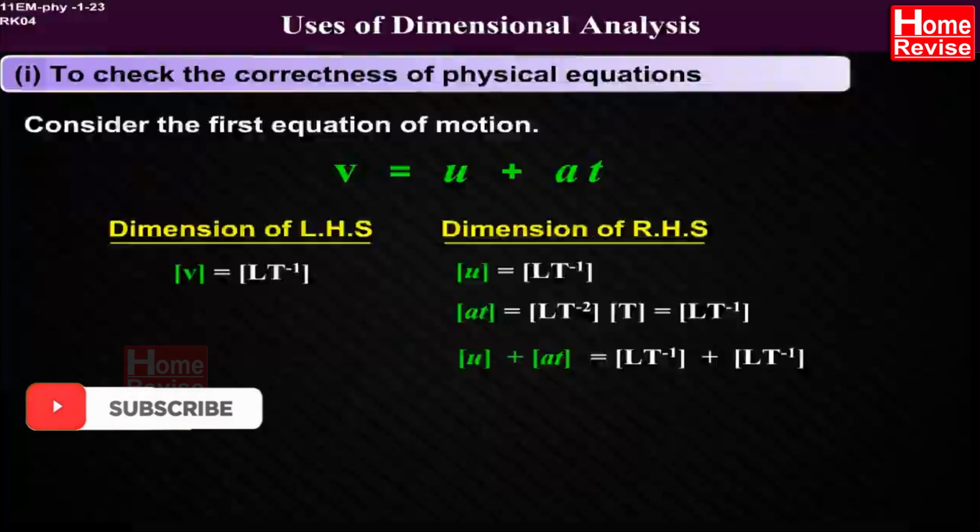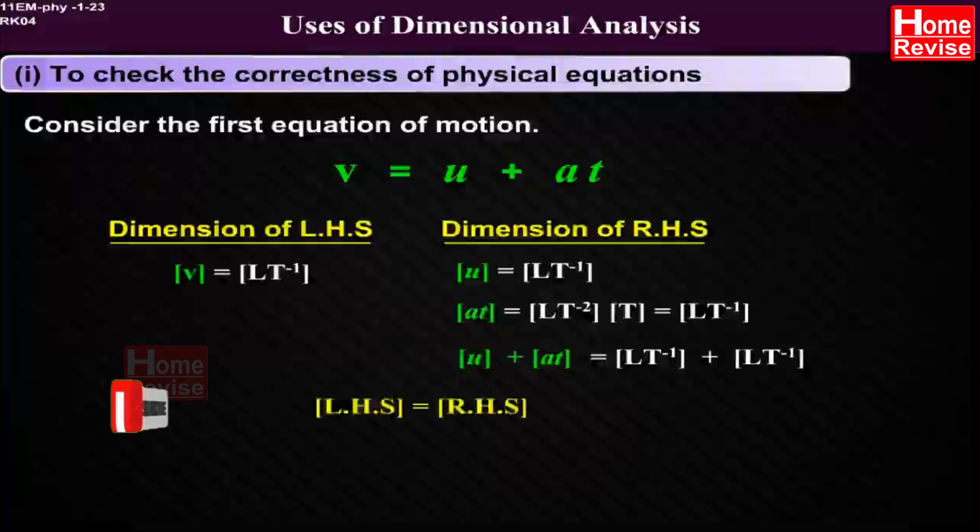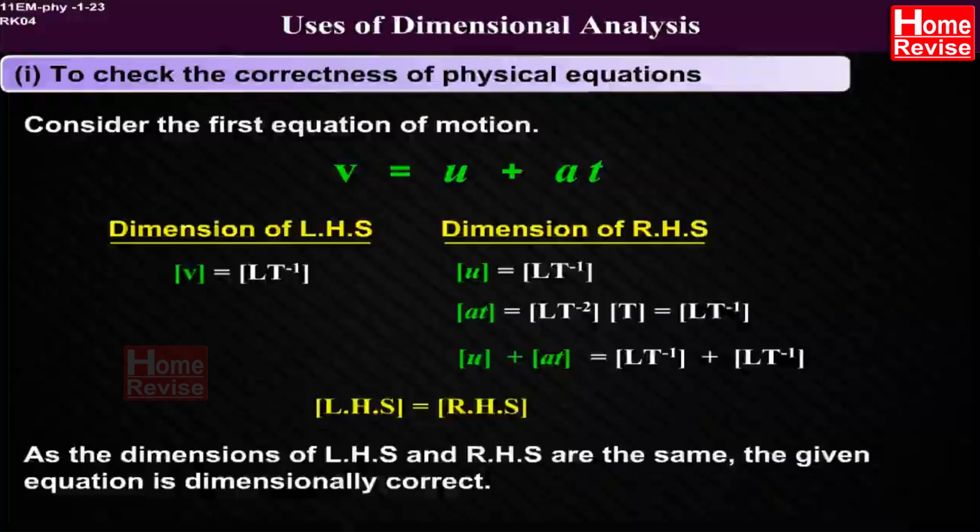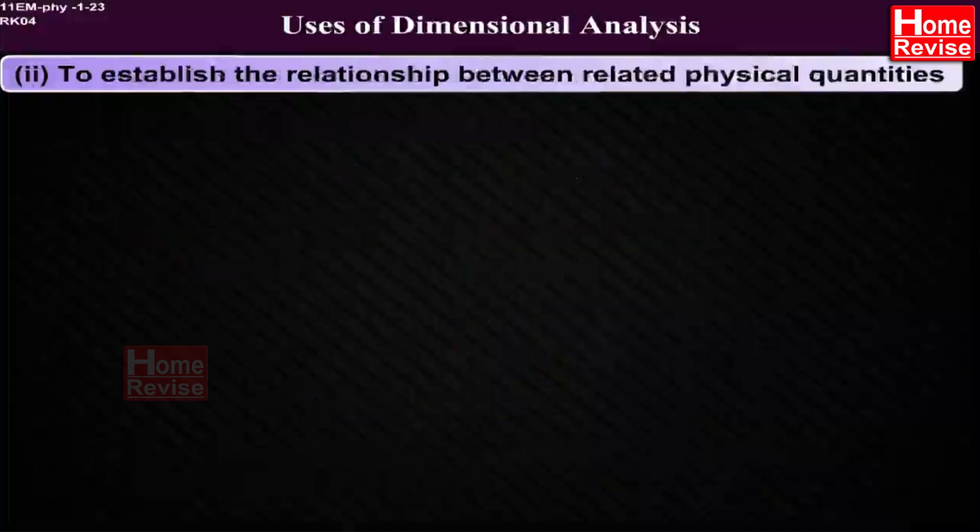LT^-1 plus LT^-1. LHS is equal to RHS. As the dimensions of LHS and RHS are the same, the given equation is dimensionally correct.